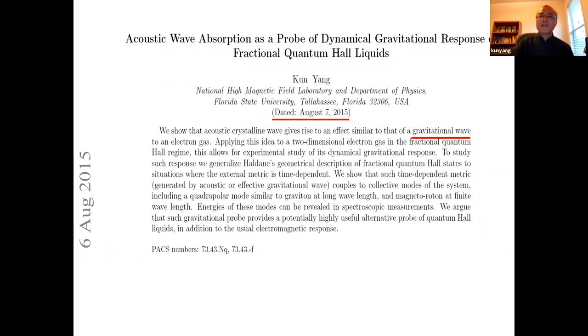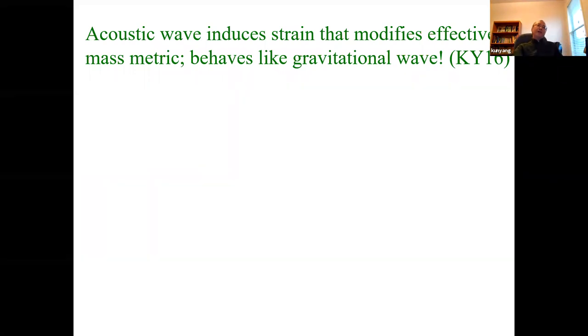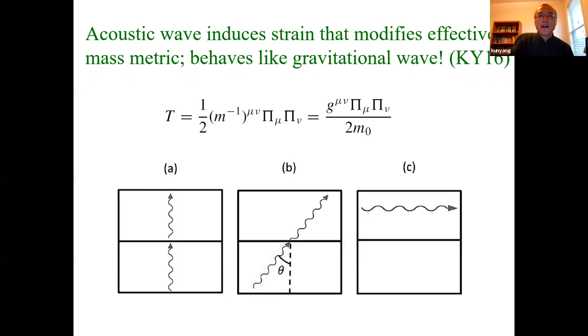Now, of course, I was not really talking about the real gravitational wave, but an analog of it, which is the acoustic wave. The idea is that an acoustic wave induces local strain, which modifies the local effective mass metric. And as we already demonstrated, that is what couples to the geometrical degree of freedom. So in that sense, it is like an oscillating metric, which of course is what a gravitational wave does for you.